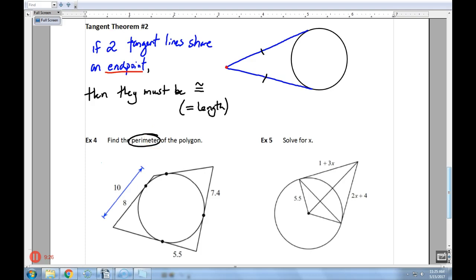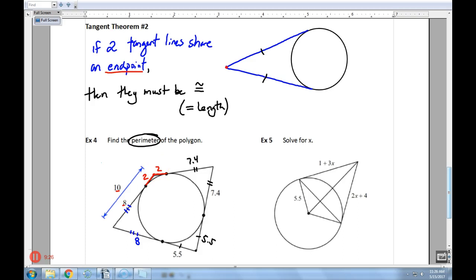Well, so basically, if this is 5.5, this one has got to be 5.5 because these are two tangents that share a point. If this one is 7.4, this one is 7.4. If this little piece right here is 8, this little piece right here is 8. And now the only thing that's not accounted for are these two little pieces right here. Those are two baby little tangent lines. And what I'm going to do is I'm going to subtract 10 minus 8, and I'm going to get 2 and 2 for those two guys.